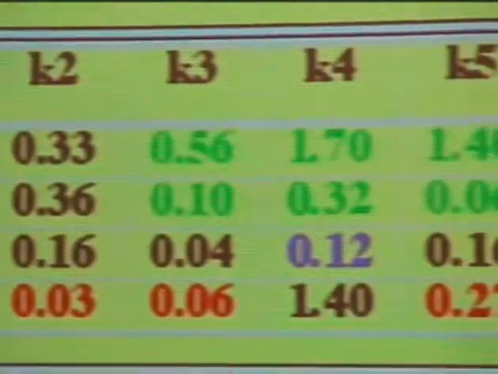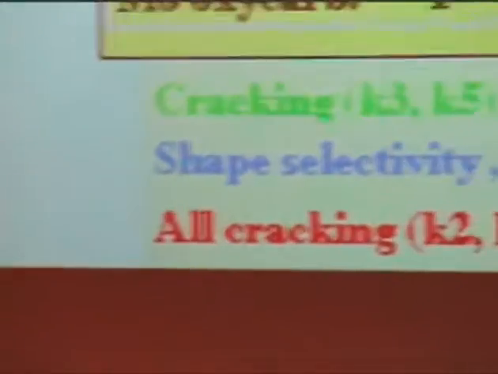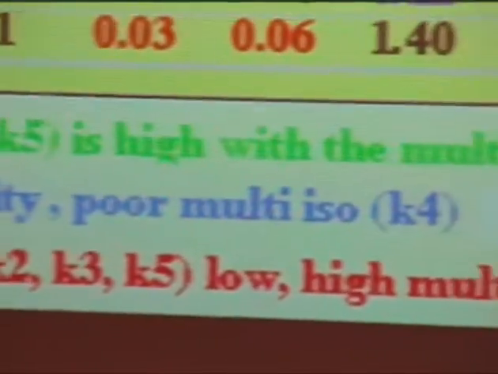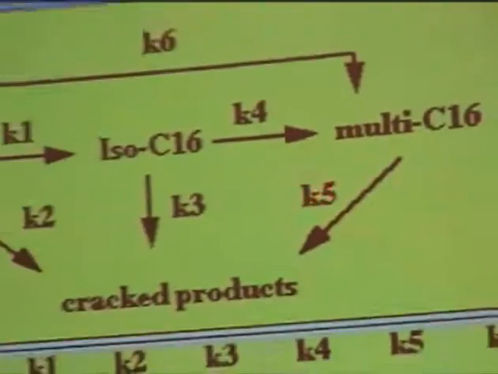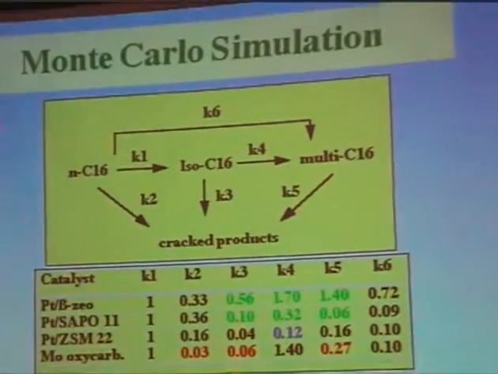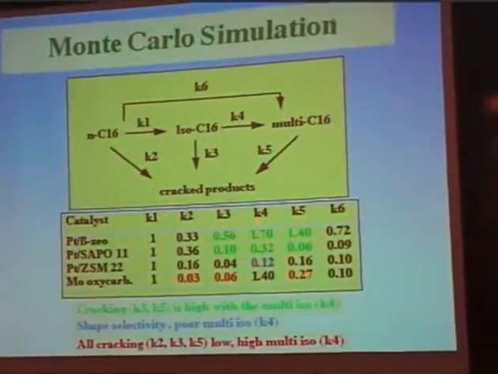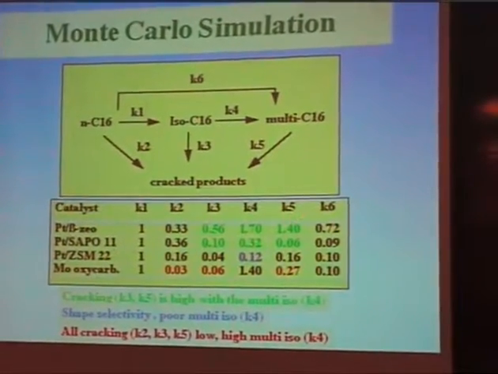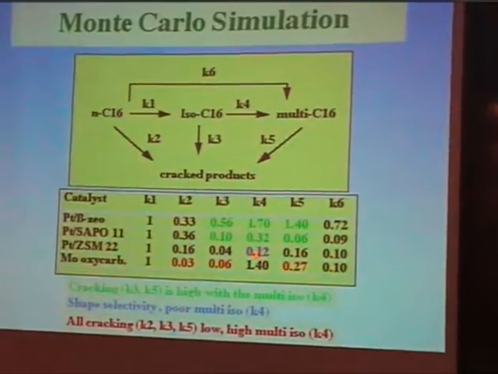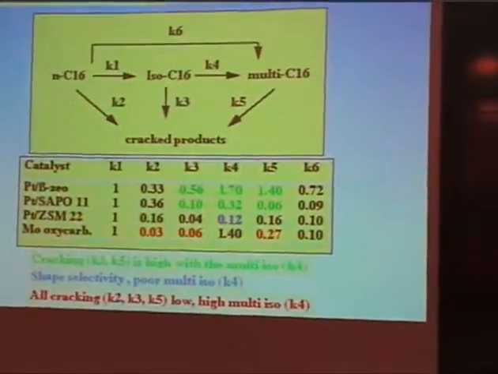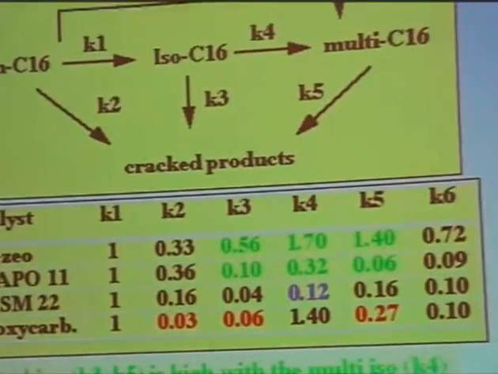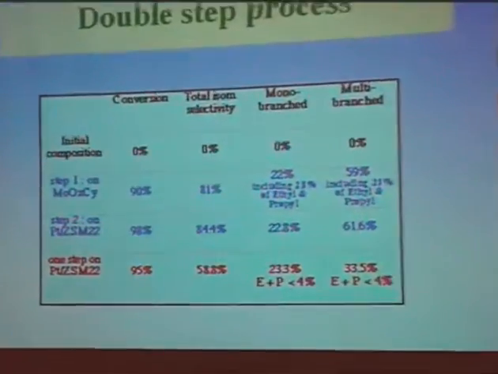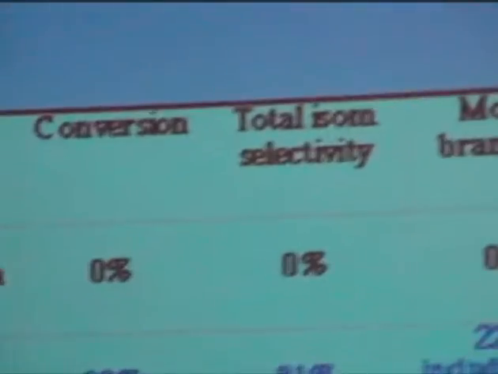And what we observed, in fact, is that the rate of cracking of the iso or multi-branch molecules, the single branch or the multi-branch, is very low on oxycarbide, K3 and K5, and when you compare to the other acidic catalysts, it's quite high, except on the ZSM22, because of the constriction of the zeolite.